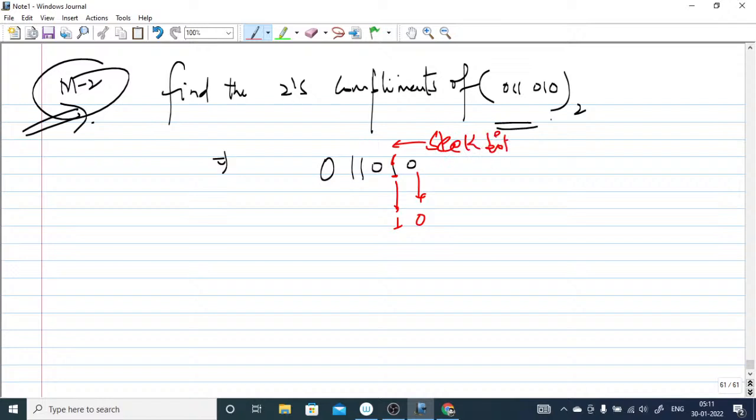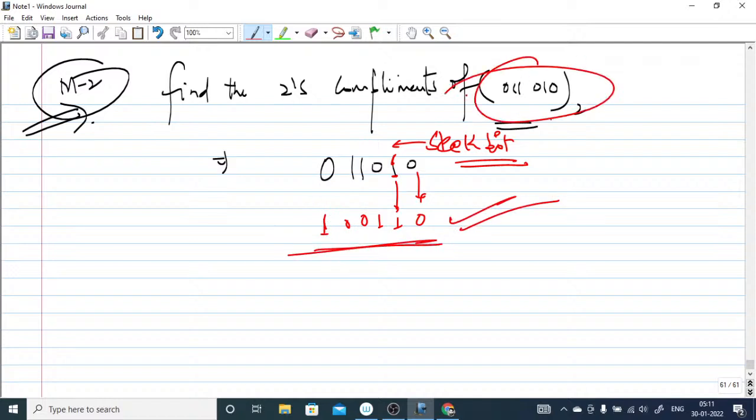Now complement each bit after this 1, so 0 will become 1, and so on, giving 1 0 0 1 1 0. So this is the 2's complement of the given binary number. You copy all the binary digits till the very first 1 comes into the picture, seeking from right to left.